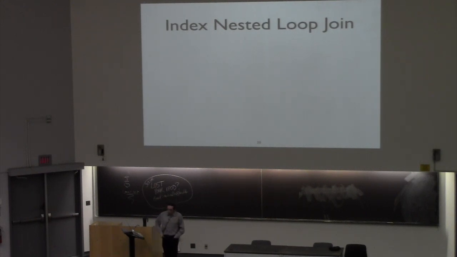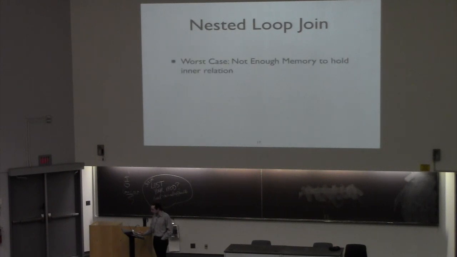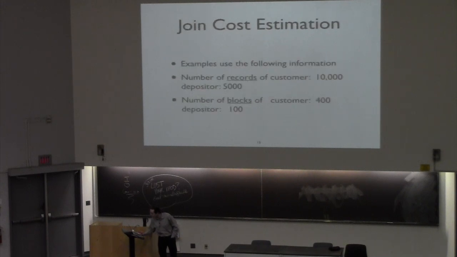Okay. Next thing on the list, index. Actually, let's go back to that. In our example, recall that we had 5,000 records in the depositor relation and 10,000 records in the customer relation. So what would the cost under block nested loop join be here? The most efficient cost in terms of block nested loop join?